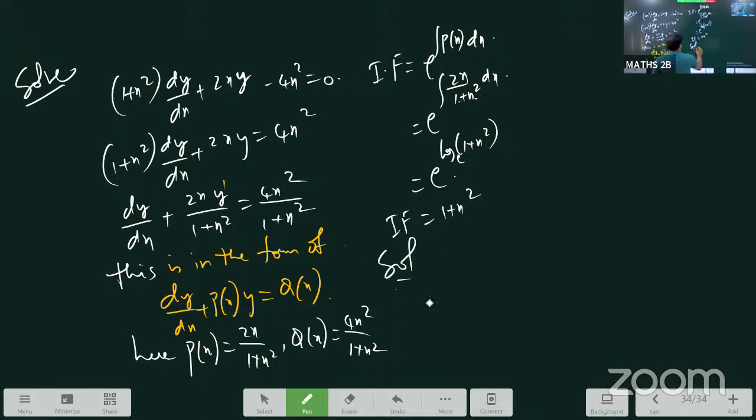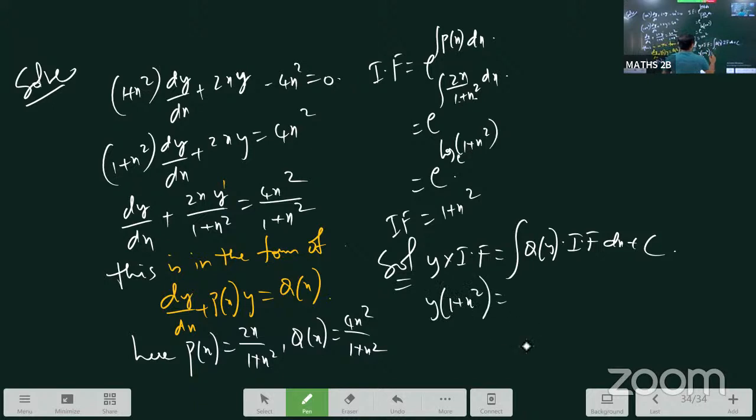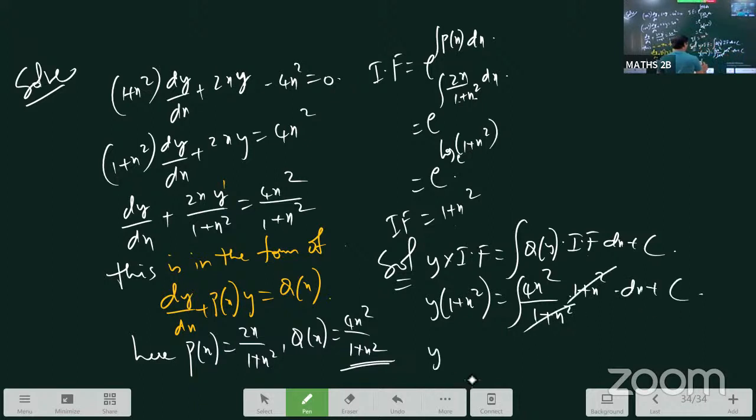Now the solution: y into integrating factor equals integration of q of x into integrating factor dx plus c. So y into 1 plus x squared, and what is your q of x? 4x squared by 1 plus x squared into integrating factor 1 plus x squared dx plus c. Now these two get cancelled. So y into 1 plus x squared equal to 4 outside, integration of x squared dx is x cubed by 3 plus c. So this is your final answer, and this is also important for 4 marks.